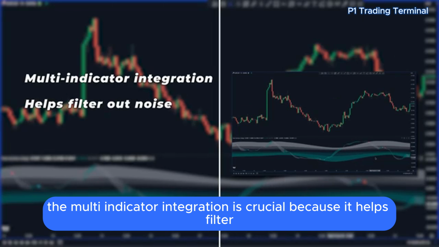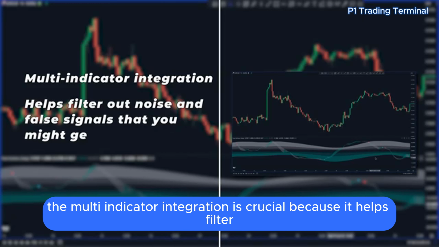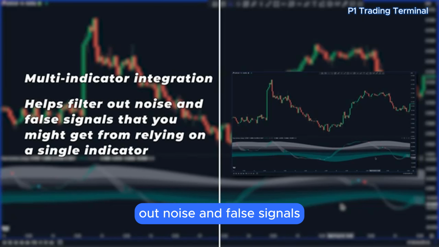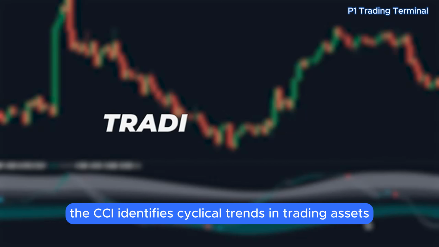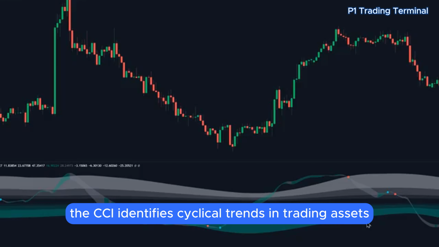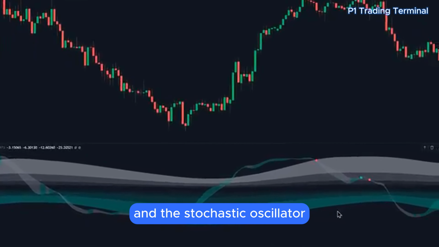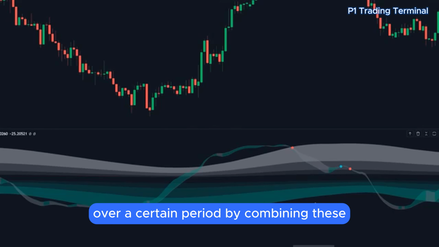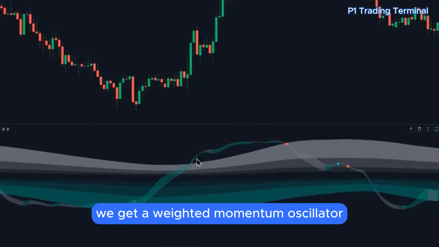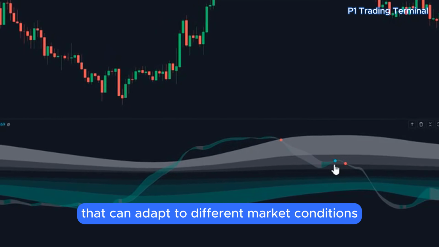The multi-indicator integration is crucial because it helps filter out noise and false signals that you might get from relying on a single indicator. The CCI identifies cyclical trends in trading assets, and the Stochastic Oscillator compares a particular closing price to a range of its prices over a certain period. By combining these, we get a weighted momentum oscillator that can adapt to different market conditions.